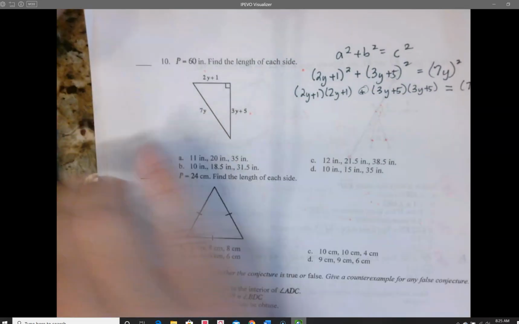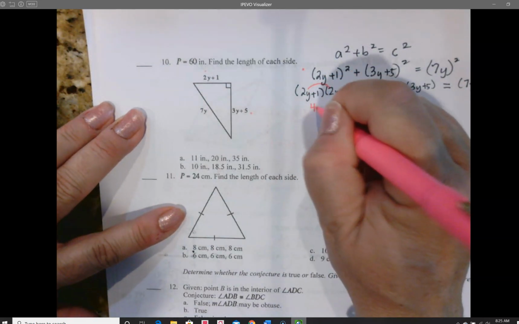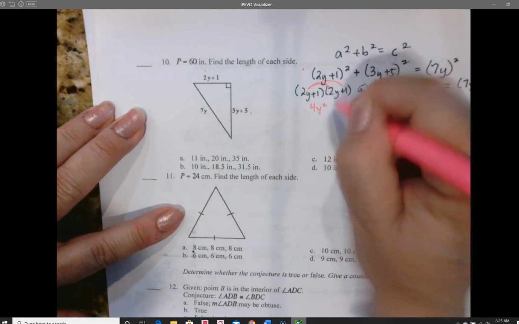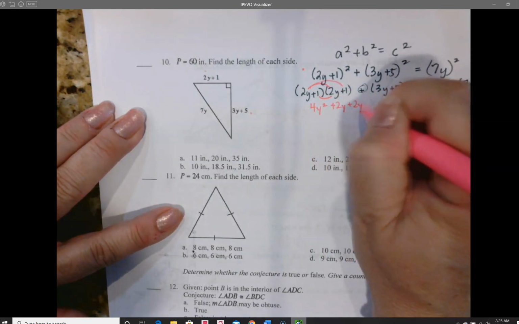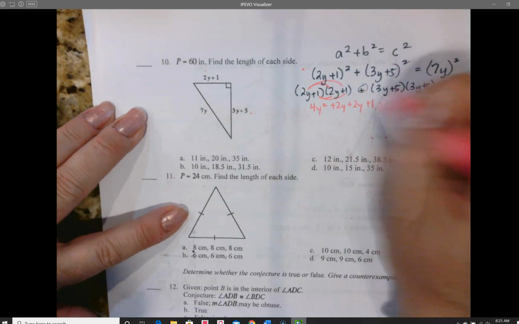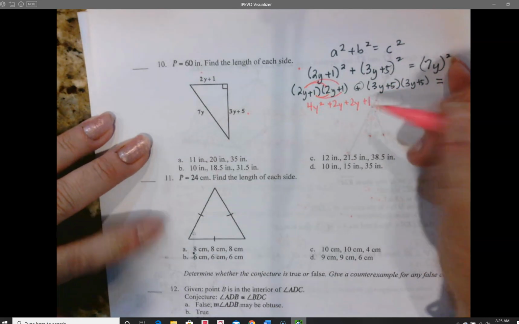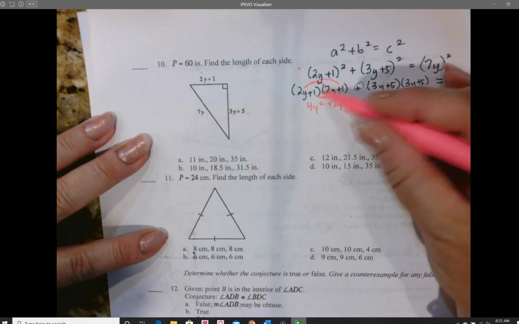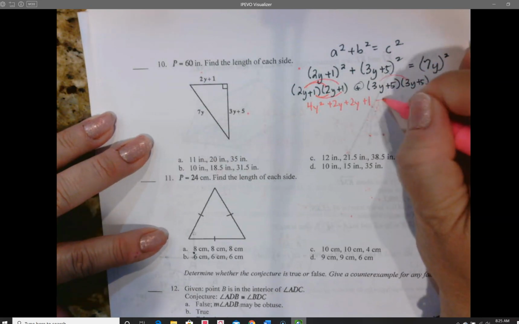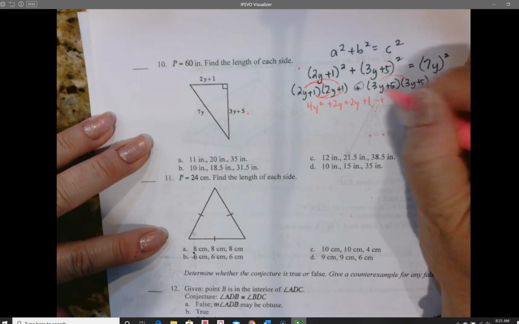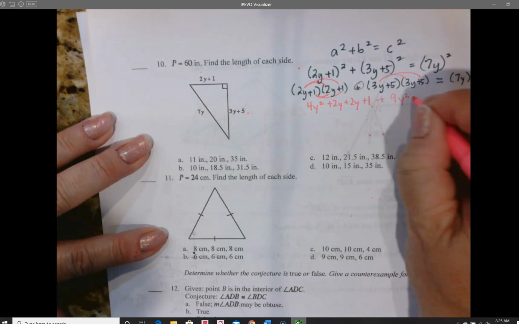All right, so now let me get my other color here. 2y times 2y is 4y squared. 2y times 1 is 2y. 1 times 2y is 2y. 1 times 1 is 1. So that's the FOIL from the first one. Now I'll do FOIL, which stands for first, outer, inner, last. It's just double distribution. So now I'm going to FOIL the second one. 3y times 3y. 3 times 3 is 9. Y times y is y squared. 3y times 5 is 15y.